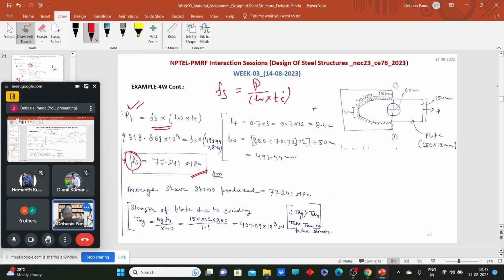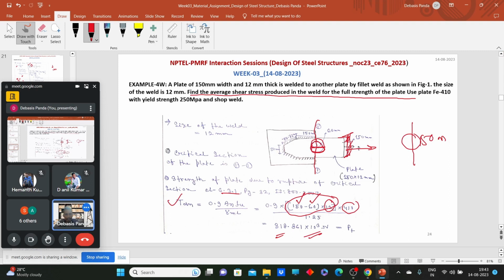Now think, if the hole is made here, not here. Here is the solid plate. Now the bolt is here, and the same problem is given. So what will differ? Tell me. Which thing will differ for this problem? Tell me. So for this case, what will be the area? Which area?